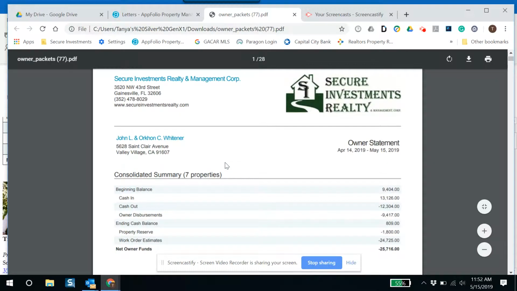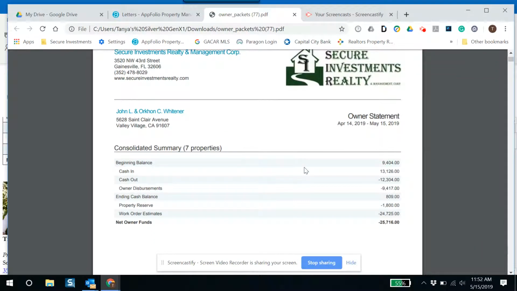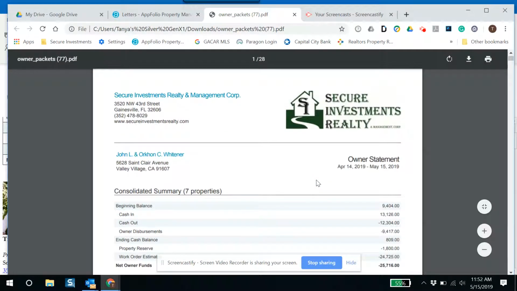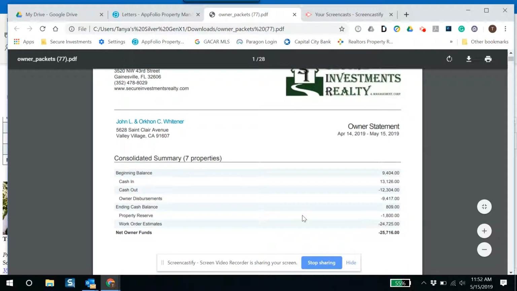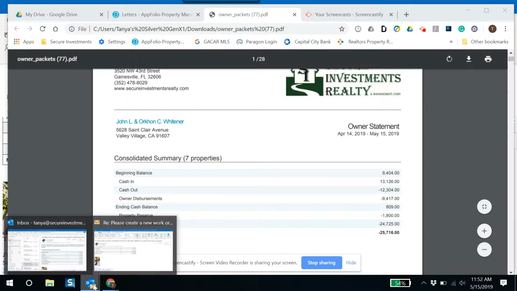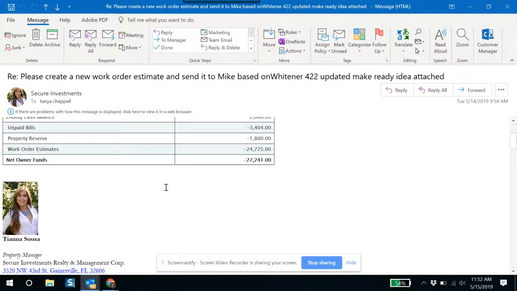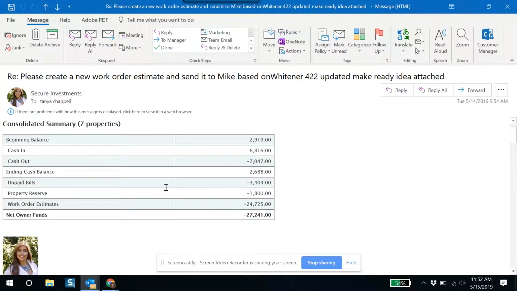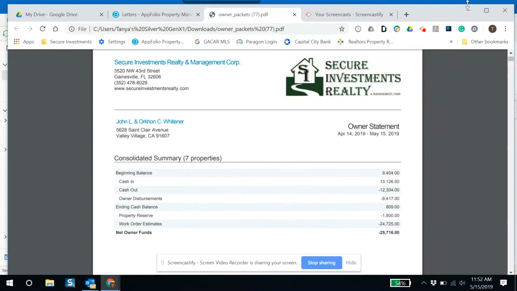And here is what I want to show you. This is from April 14th to May 15th, so this is after the statement you sent me in that email. I did go ahead and run a new statement, so this doesn't have the same figures as your email, I don't believe. Right, because I went ahead and sent him the funds.